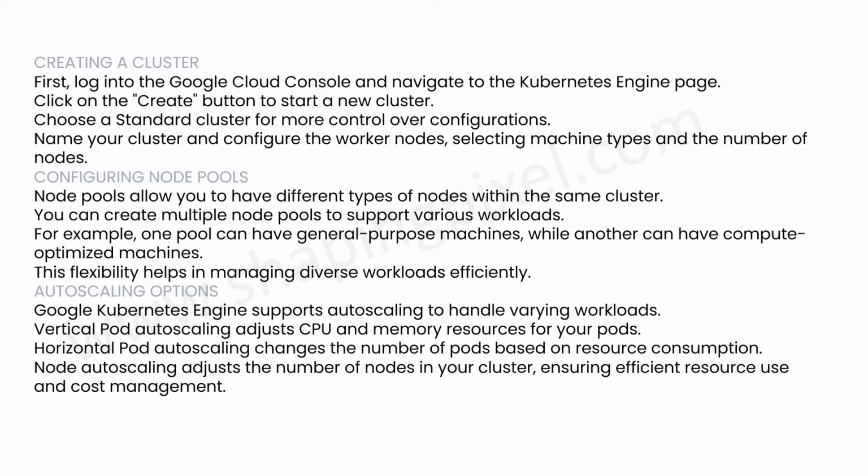Google Kubernetes Engine supports autoscaling to handle varying workloads. Vertical pod autoscaling adjusts CPU and memory resources for your pods. Horizontal pod autoscaling changes the number of pods based on resource consumption. Node autoscaling adjusts the number of nodes in your cluster, ensuring efficient resource use and cost management.